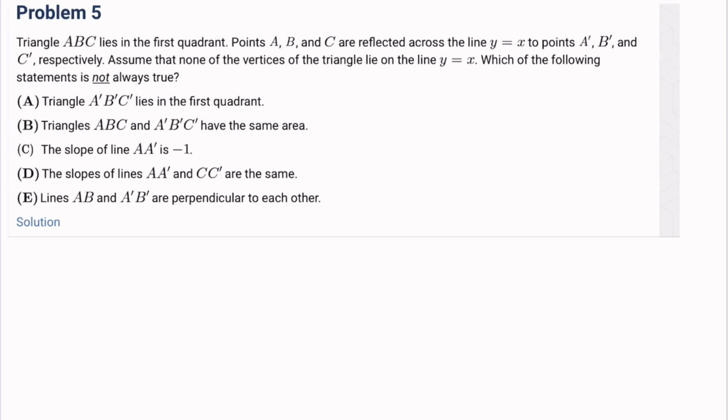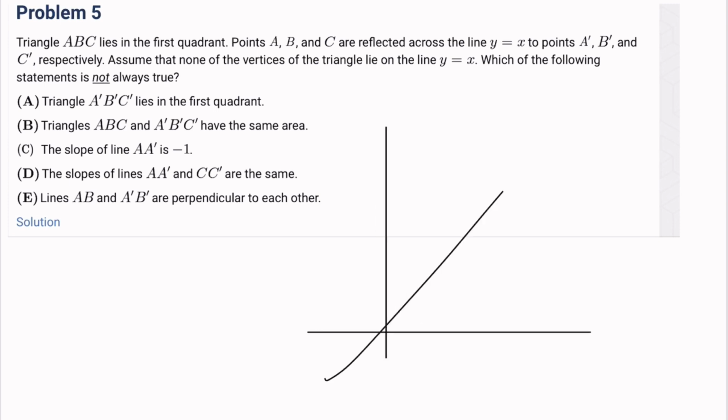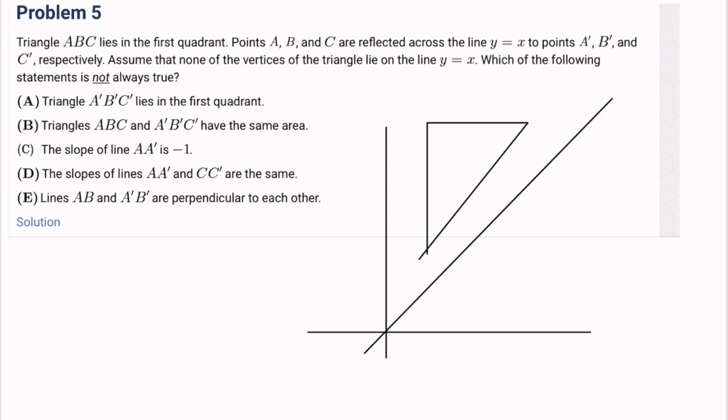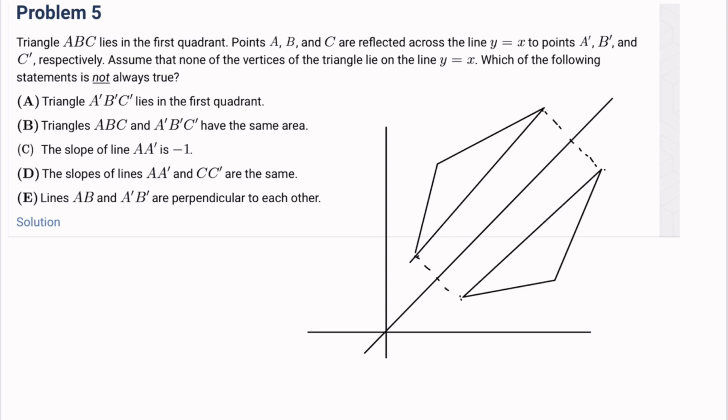Okay, so let's try to draw this. We have a coordinate plane, and we have y equals x, because that's the line we reflect across. So this would be y equals x, and then let's say that ABC looks like this. No, it would look like this. And so this would be the reflected triangle, right?